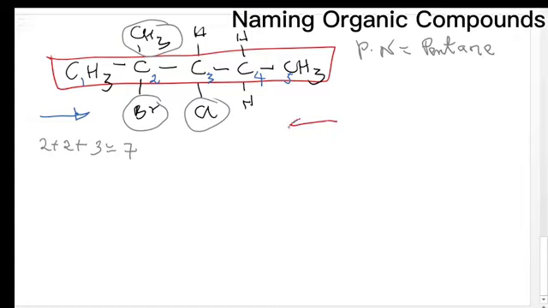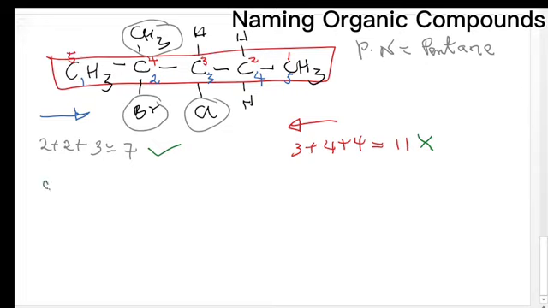Let's take it from right to left. So carbon 1, carbon 2, carbon 3, carbon 4, and carbon 5. So that is position 3, plus position 4 plus 4. So this is 8 plus 3, that is 11. So which one is the lowest numbering possible? 7 is lower than 11. So I go for 7 and neglect 11.